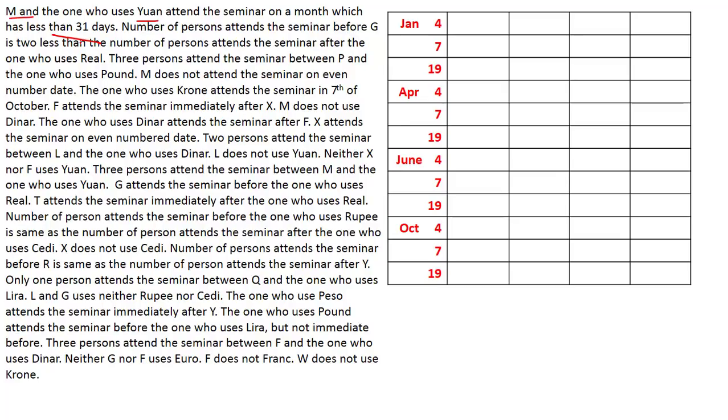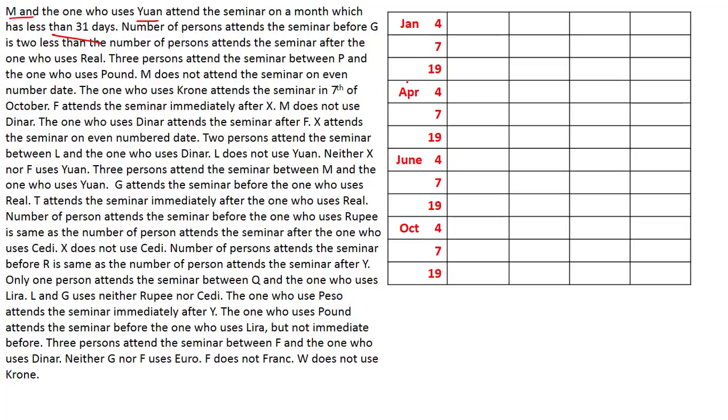But again, see here, it is not clearly mentioned anywhere whether these 2 persons are going to attend the seminar in the same month or in different months. So it is not clearly mentioned anywhere. So there are so many possibilities. M can be in any of these 3 places, and yuan can be in any of these 3 places, as well as June. These 2 persons can be on any of these 3 dates.